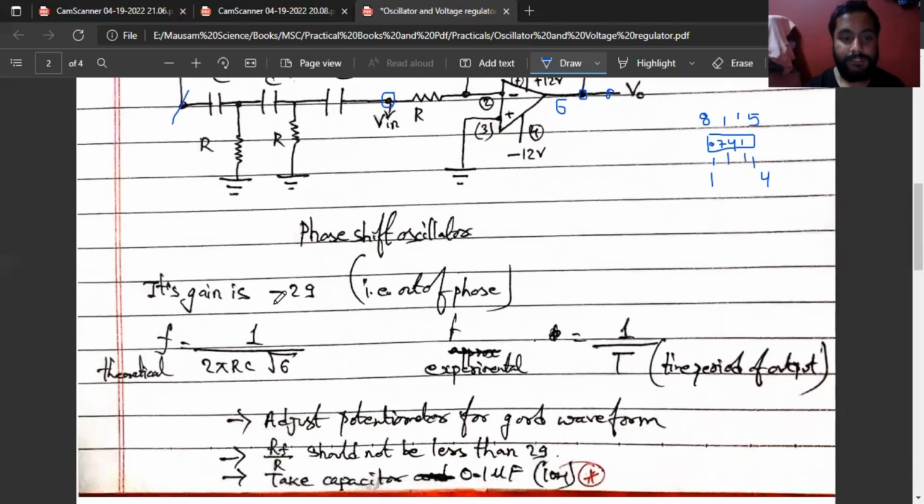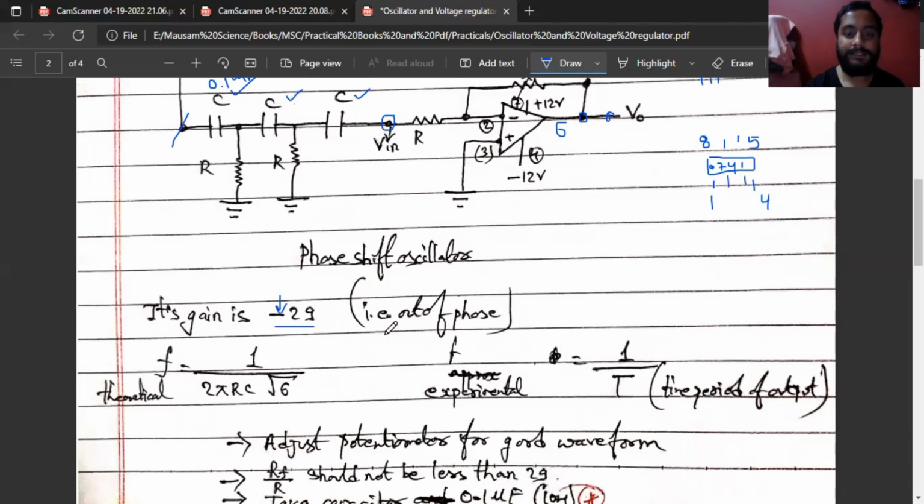Its gain is -29. Why is the minus sign here? The minus sign means that it is out of phase. Out of phase means if the input voltage is seen like this, then the output voltage will be like this. Whenever we see, its crest is here and its trough is here, just out of phase. So this is the theoretical gain of this amplifier.